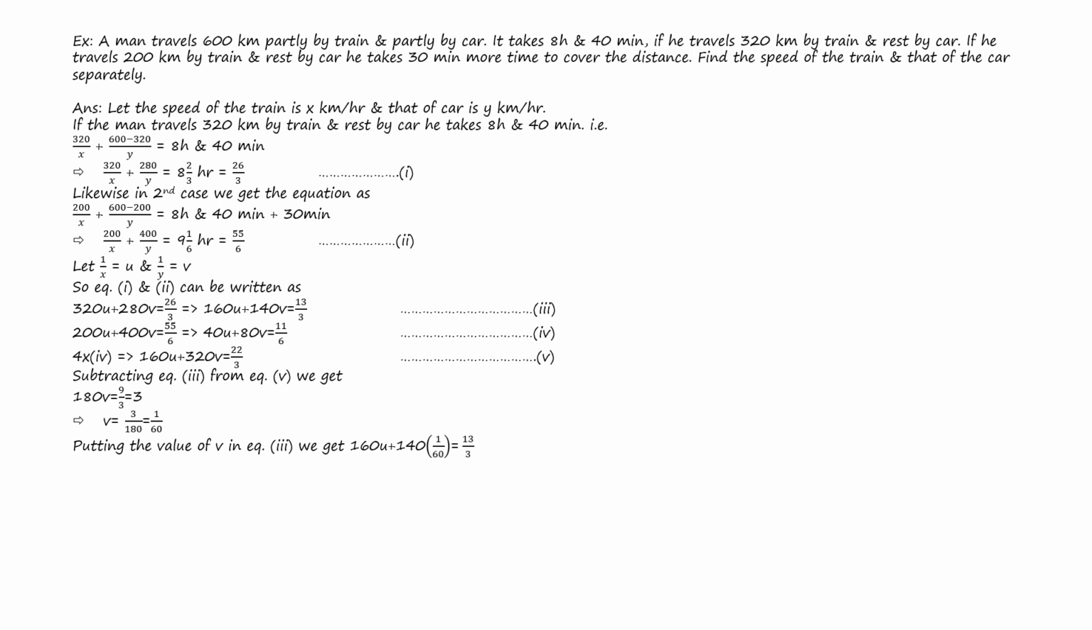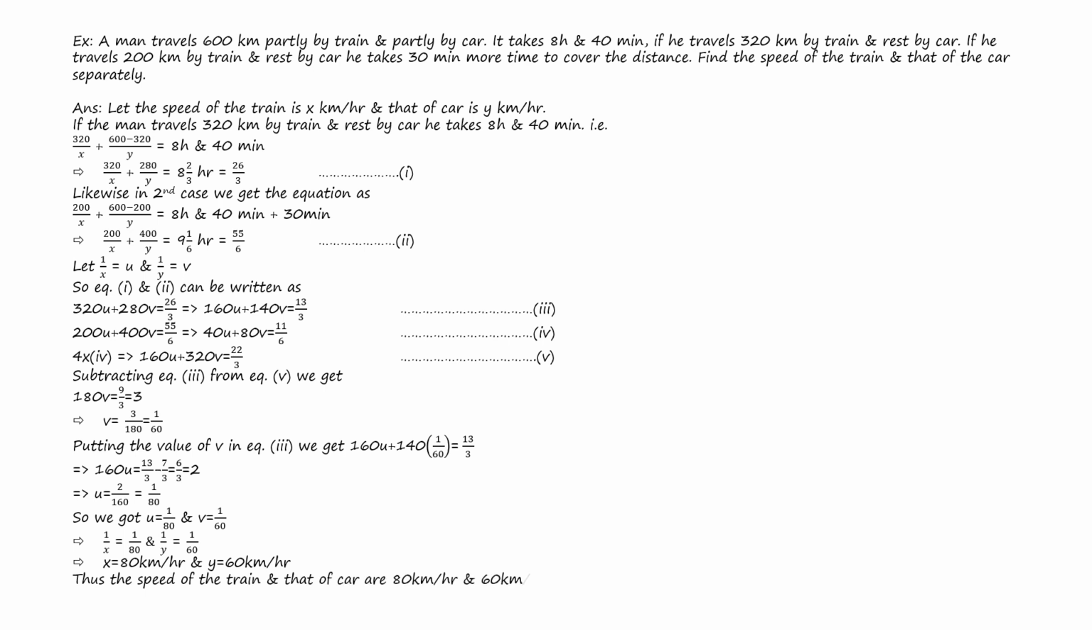Putting the value of v in equation 3, we get 160u + 140 × 1/60 = 13/3, or u = 2/160, which is equal to 1/80. So we got u = 1/80 and v = 1/60. That means 1/x = 1/80 and 1/y = 1/60. Taking the reciprocal, we get x = 80 km per hour and y = 60 km per hour. Thus, the speed of the train and that of the car is 80 km per hour and 60 km per hour respectively.